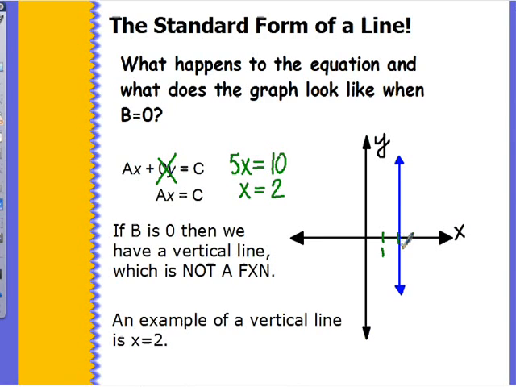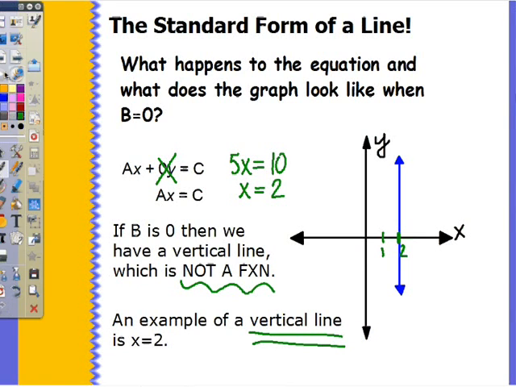If we draw our picture of this equation, then it would look like this. And you get a vertical line, which remember is not a function, but we can still graph it. It just doesn't happen to be a function. So anytime you have x equals, vertical line. Remember, x and y, diagonal line. X only, vertical line. Y only, horizontal line.